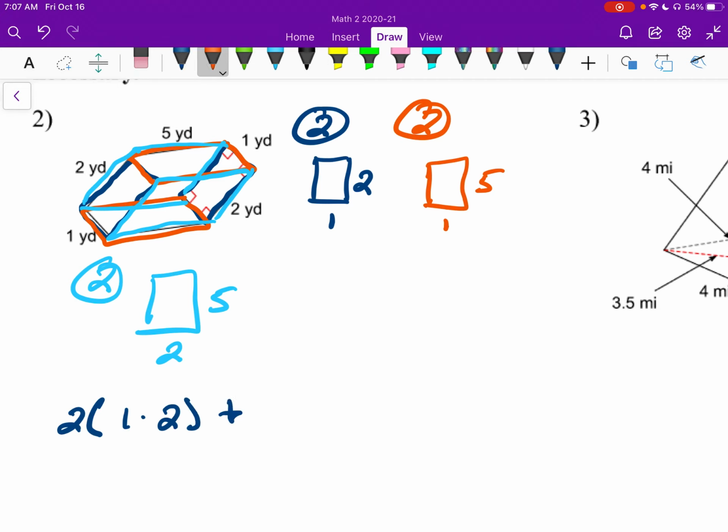And then for the orange one, I have 2 again. It's going to be 1 times 5. And then for the light blue one, it's going to be 2 of them, and it's 2 times 5. All right. If I type that in my calculator, we get 2 times 2 plus 10 plus, is that 20? We get 34.